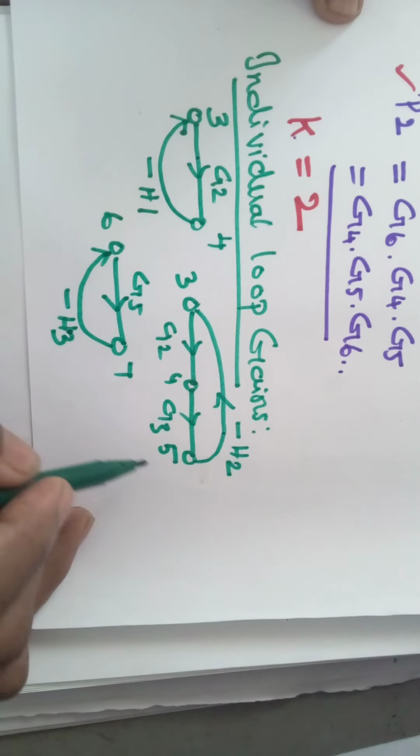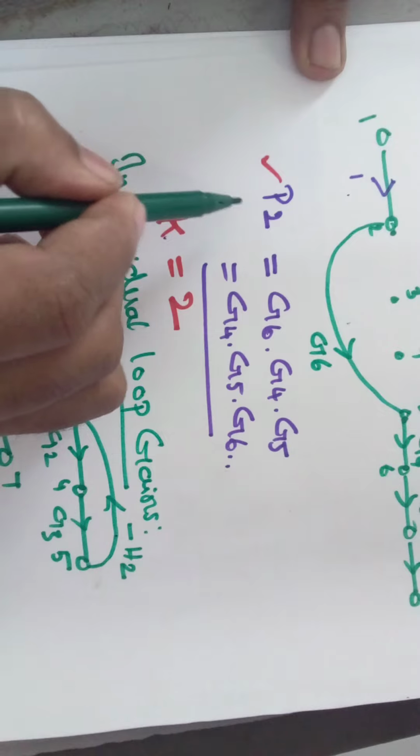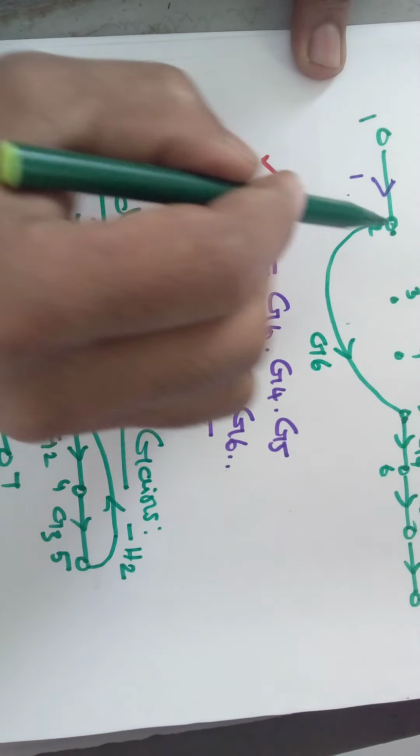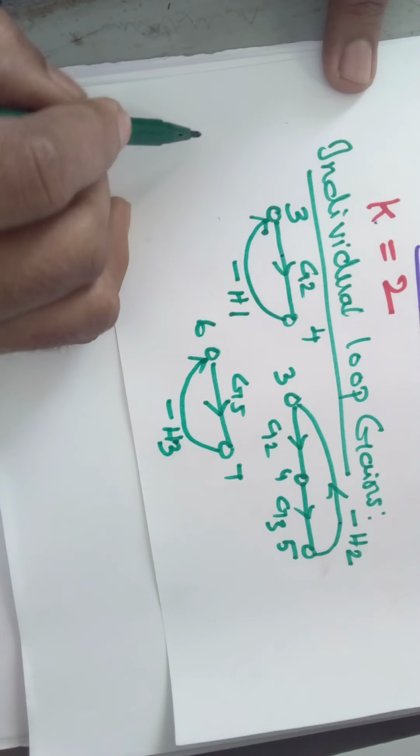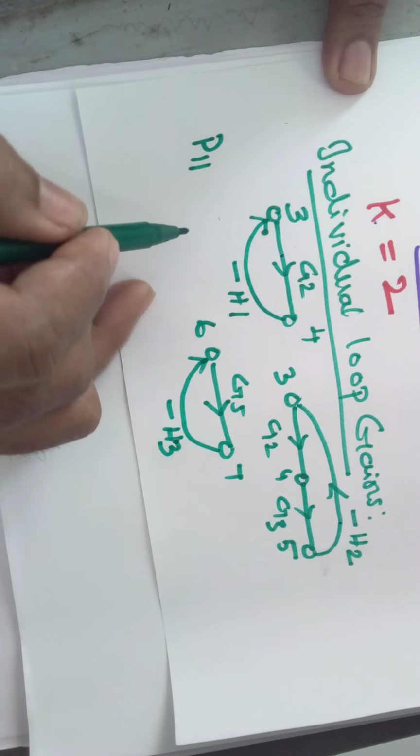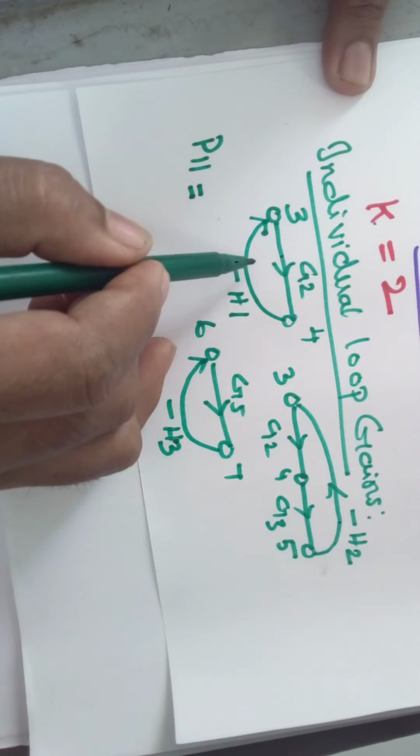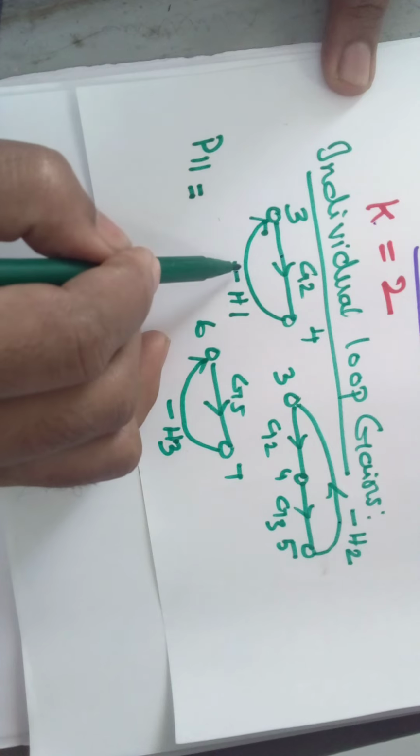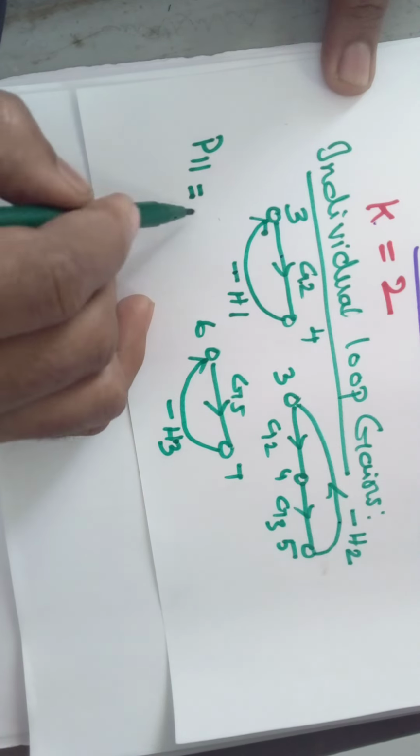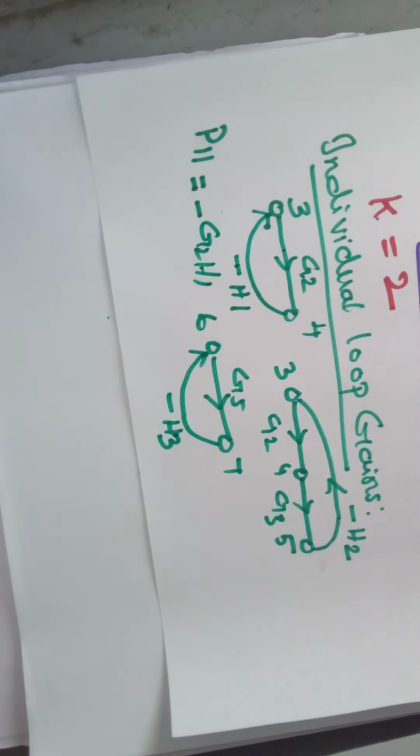How to write the individual loop gain? We have already given names: for forward paths we have written P1, P2, etc. Therefore you need to write the individual loop gain as P11. P11 is equal to this loop gain. A minus sign is there, therefore minus G2H1. This is your first individual loop gain.